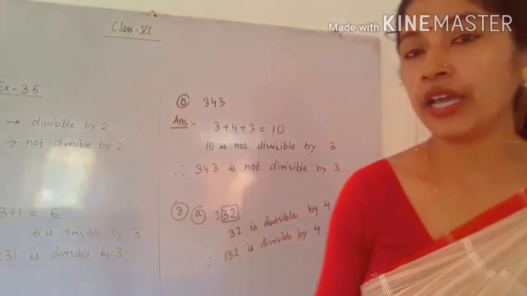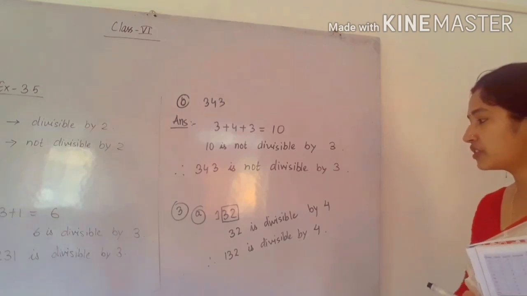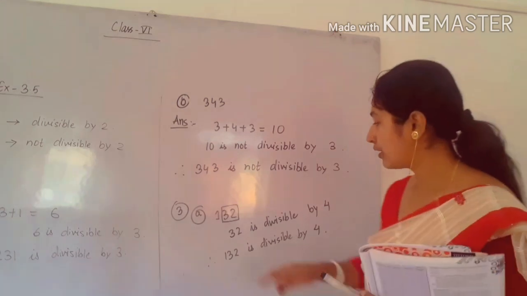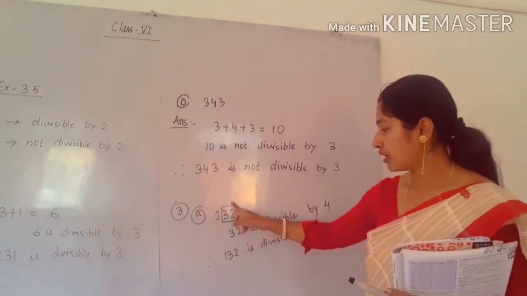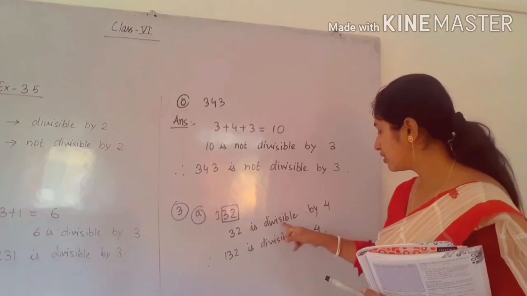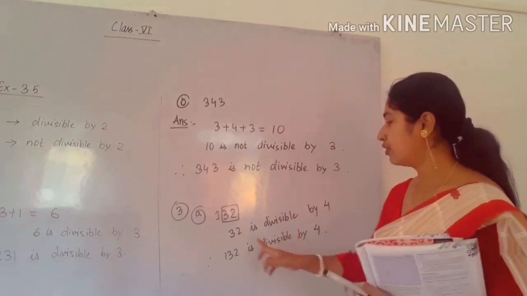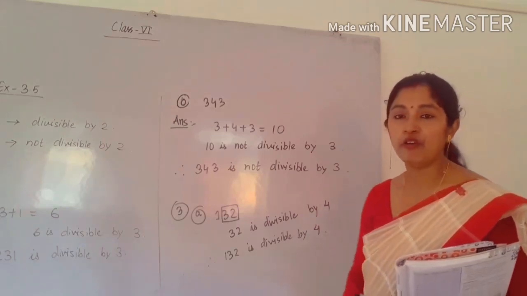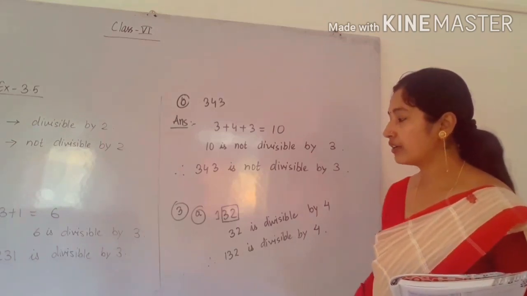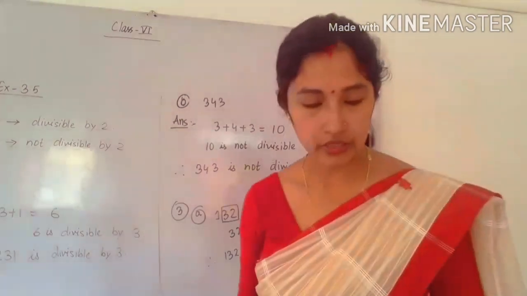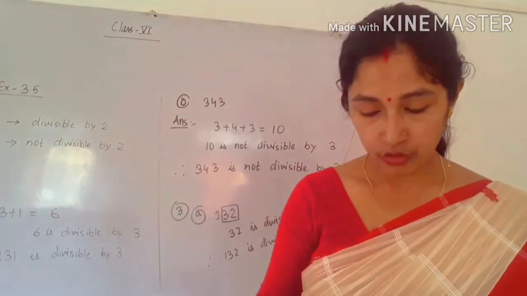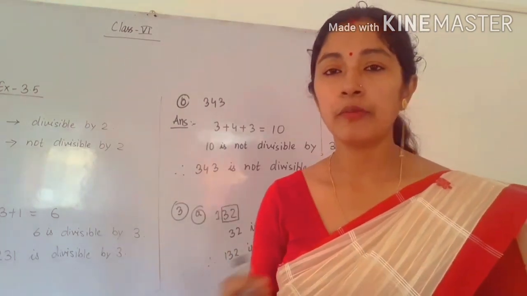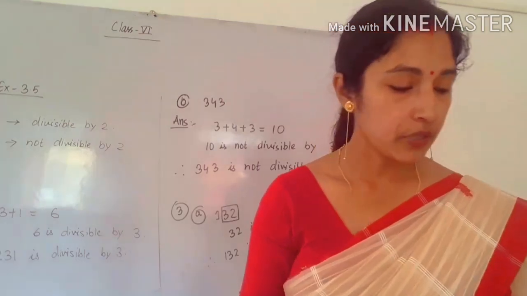Next, come to question 3 A. Here you have to check whether the number is divisible by 4 or not. See 132, in this the last 2 digits are 32, which is divisible by 4. Therefore the whole number, that is 132, is also divisible by 4. Okay. So like this you can also do the next question. Next is question number 4. You have to check the ones place in this. If the ones place is 5 or 0, then the number will be divisible by 5.